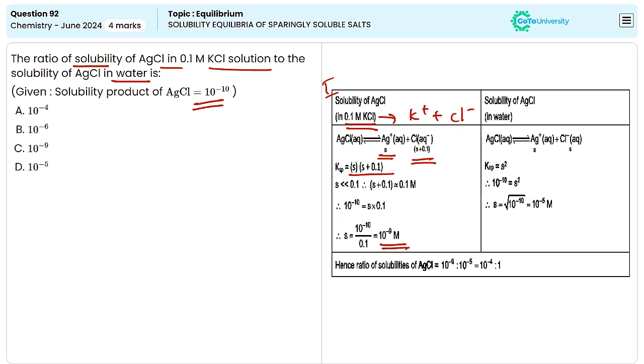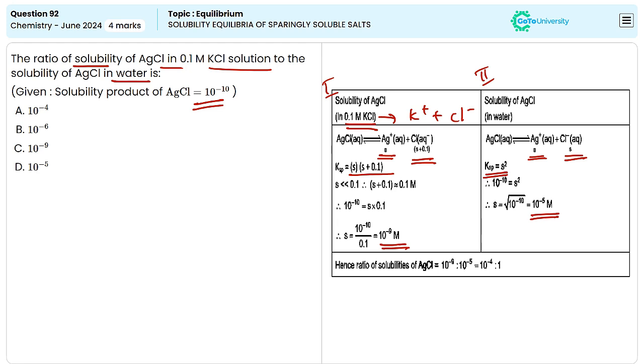Now let's see the solubility product in water, that is the second case. Water doesn't produce any Ag plus or Cl minus ions. So here the concentration of Ag plus and Cl minus ions will be the same, that is equal to small letter s. Now we can find out the solubility product by multiplying the concentration values, that is s square. Now we can see the solubility is equal to 10 raised to minus 5 molar.